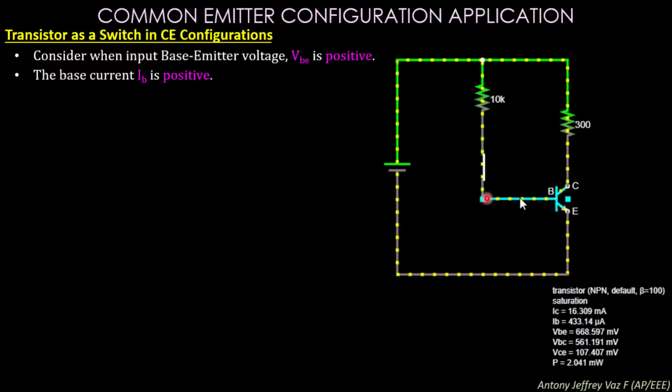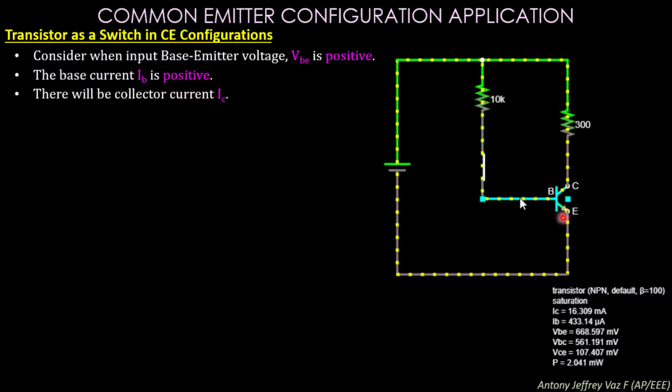So what happens? The base current IB is positive. So now the base current starts to flow. You see a very small amount of current is flowing into the base. In this case, the IB current is 433.14 microamps. A microampere level of current is flown into the base of the transistor. This causes the collector current to be available. So there will be a flow of collector current IC.